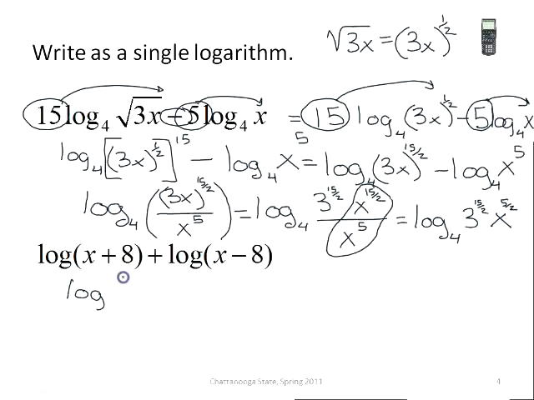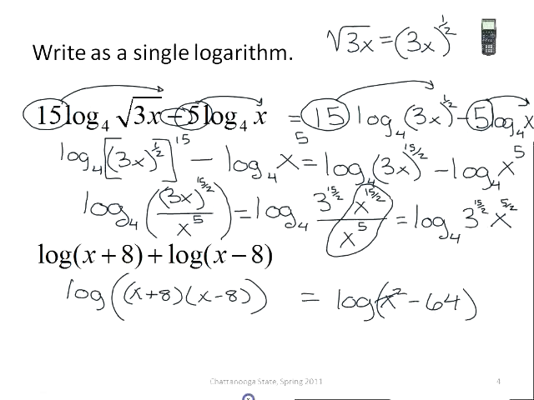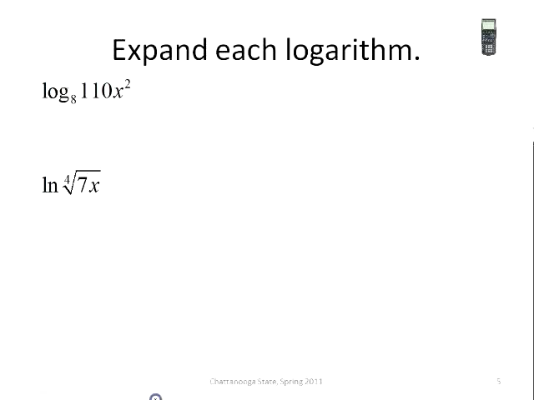Now, in the next problem, this is an addition. So this becomes a multiplication. I want to multiply the x plus 8 times the x minus 8. And here, I can FOIL that out to get x squared minus 64. So this becomes the log of x squared minus 64.